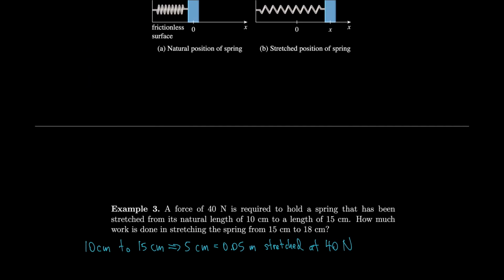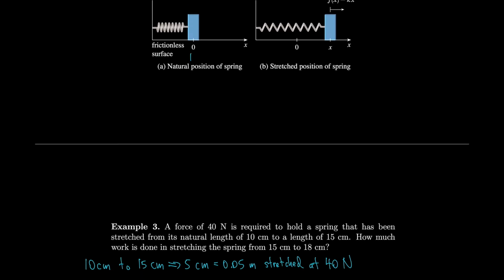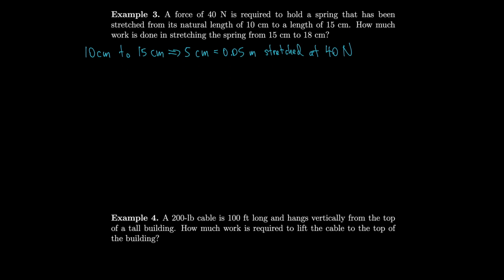So that means that over here at 0 would be 10 centimeters, and then over here is 15. So it's stretched 5 in our particular example. Okay, so that means that at 0.05 meters it's stretched to 40 newtons. So if we write our force as a function, the force at 0.05 meters must be equal to 40 newtons. So f of 0.05 must be equal to 40.